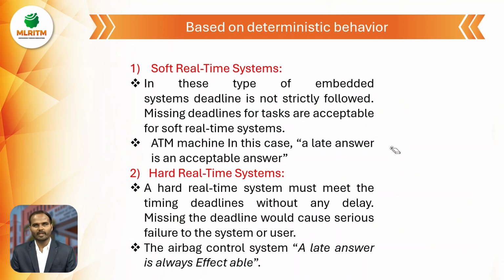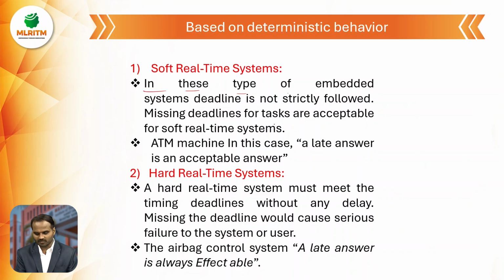Next, based on deterministic behavior, we have two types of classification: soft real-time and hard real-time systems. In soft real-time embedded systems, the deadline is not strictly followed. That is, there is no need to strictly follow the deadline in soft real-time systems.